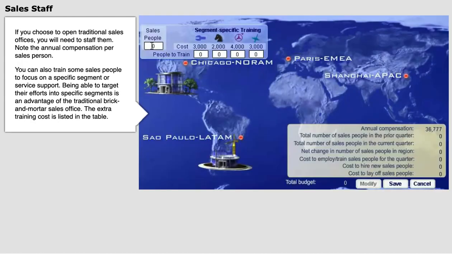If you choose to open traditional sales offices, you will need to staff them. Note the annual compensation per salesperson. You can also train some salespeople to focus on a specific segment or service support. Being able to target their efforts into specific segments is an advantage of the traditional brick-and-mortar sales office. The extra training cost is listed in the table.